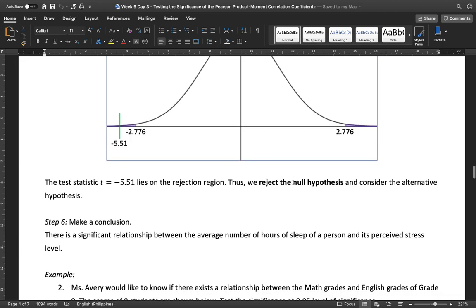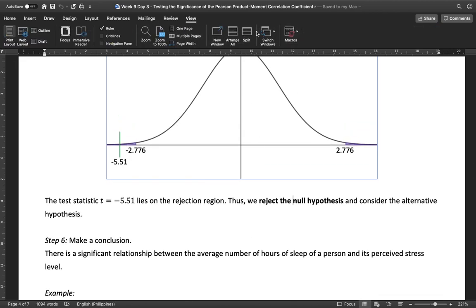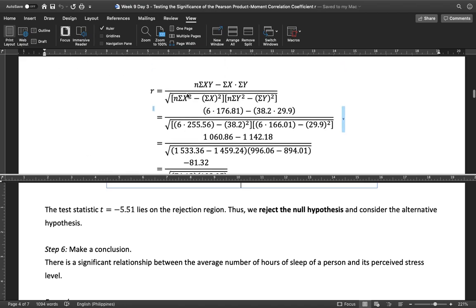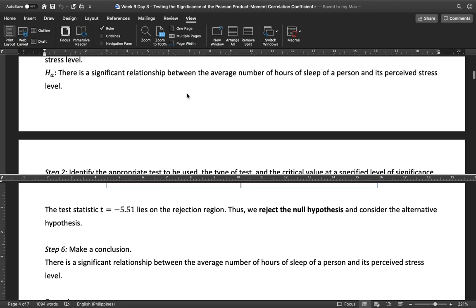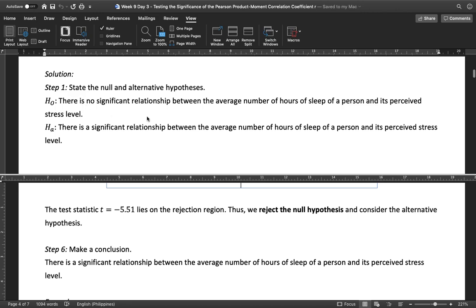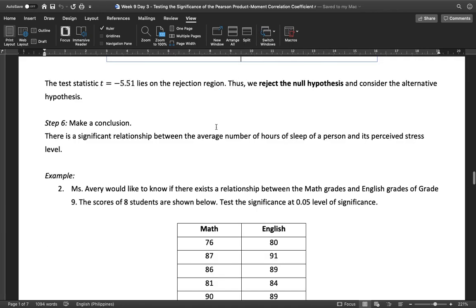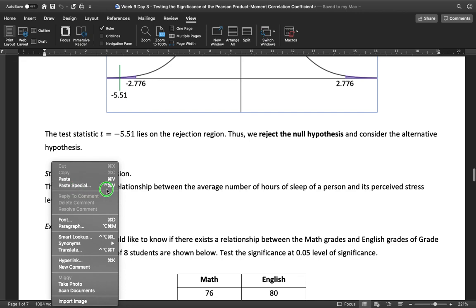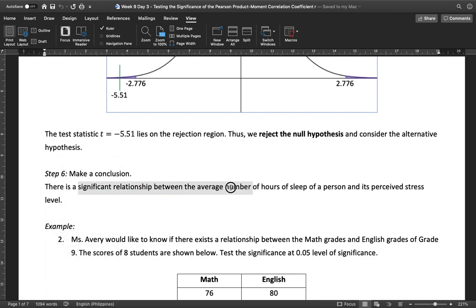So ano yung null hypothesis natin? Remember, balikan natin, ano yung null hypothesis? It's right here. There's no significant relationship, so we reject that. We consider that there is a significant relationship. So there's a significant relationship between the average number of hours of sleep of a person and his perceived stress level. So, yan. So, ibig sabihin lang nun, may relationship yung tulog ng isang tao at yung stress level niya.